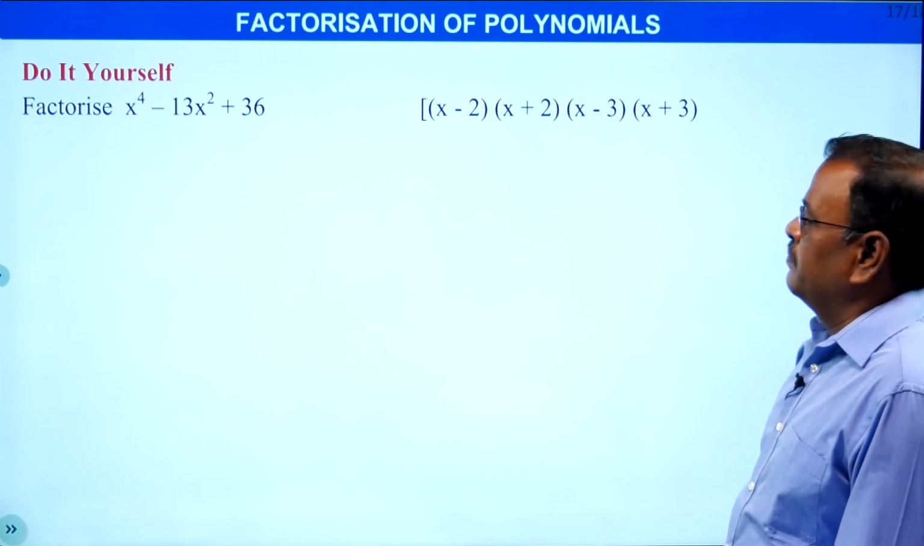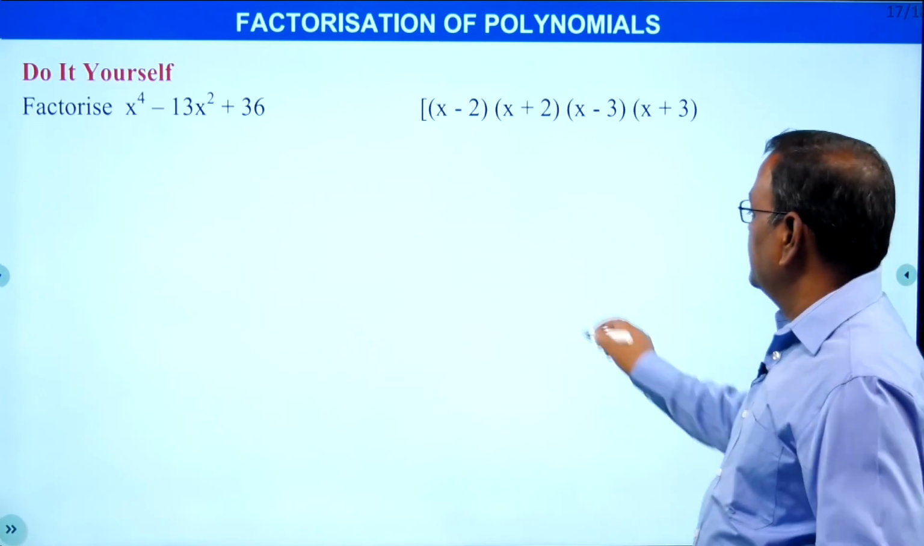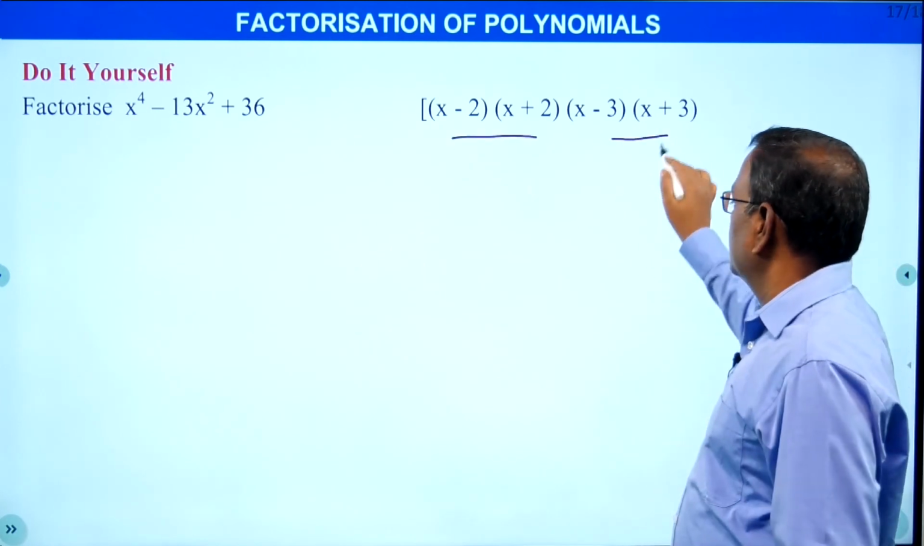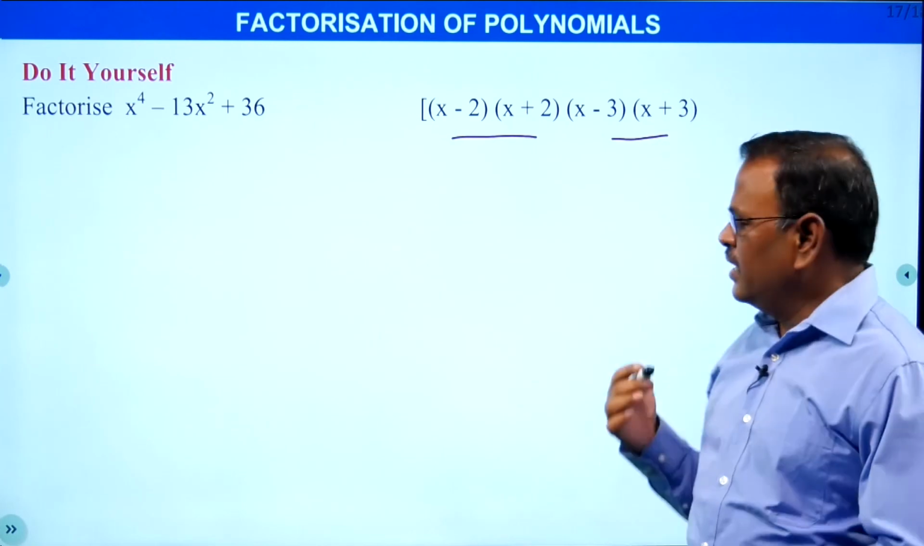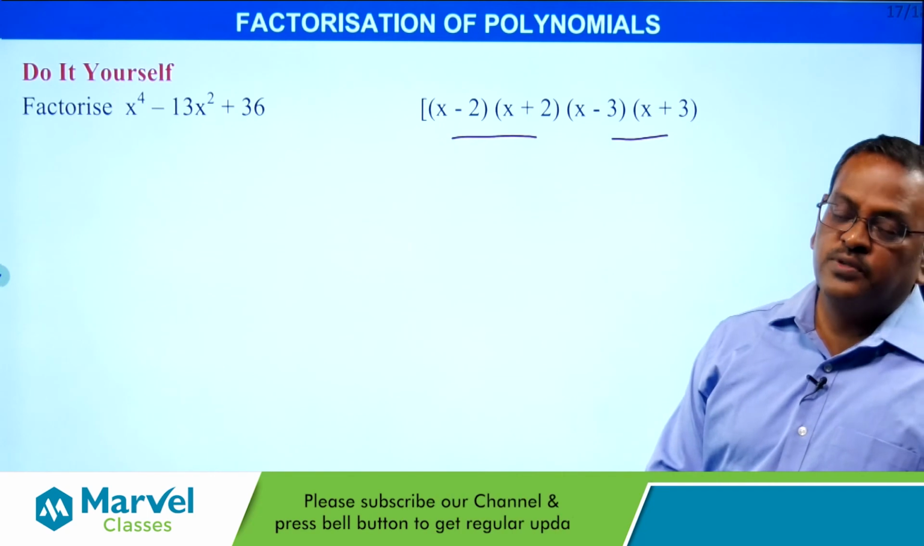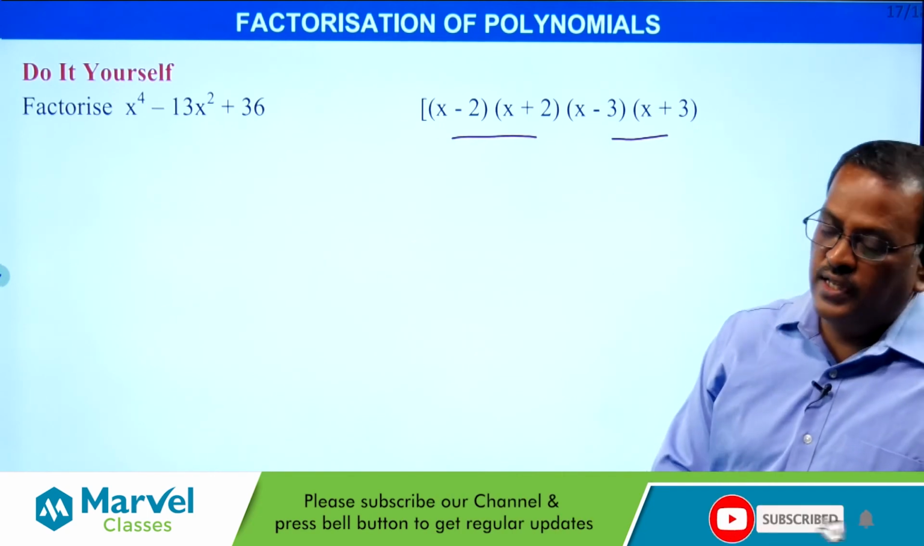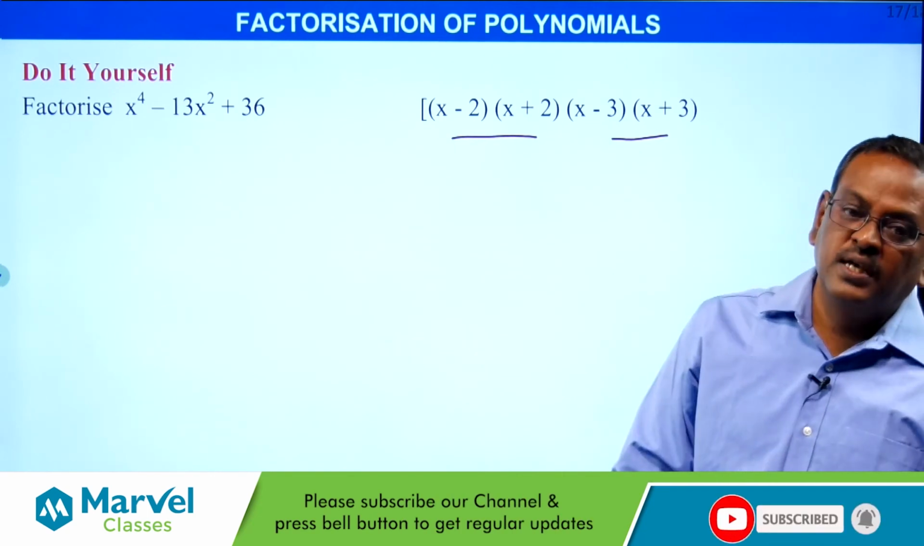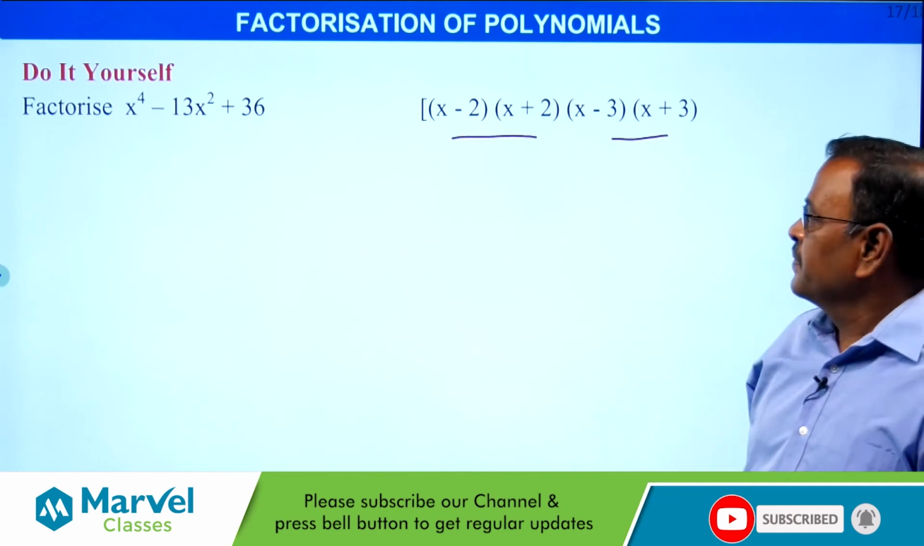A similar sum you can practice at home, and the zeros are plus or minus 2 and plus or minus 3. Almost always here the values are equal in magnitude but opposite in sign, plus or minus 2, plus or minus 3. The answer will be like this only because the substitution is for even powers. Okay. Thank you.